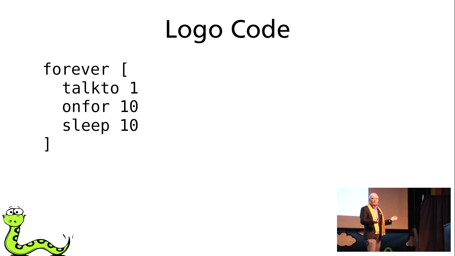This is what Logo code looks like. It's kind of Lisp without parentheses. It's a very, very brief syntax. It doesn't have a lot of structure to it. You can create lists with square brackets, and the forever operator actually takes a list of lists to execute, and it executes these in an infinite loop.